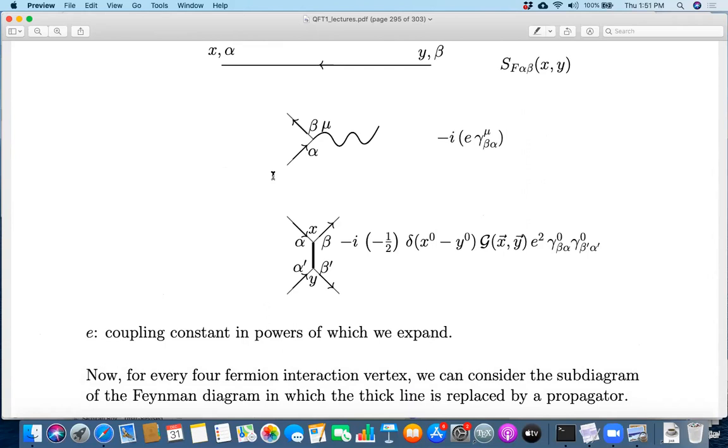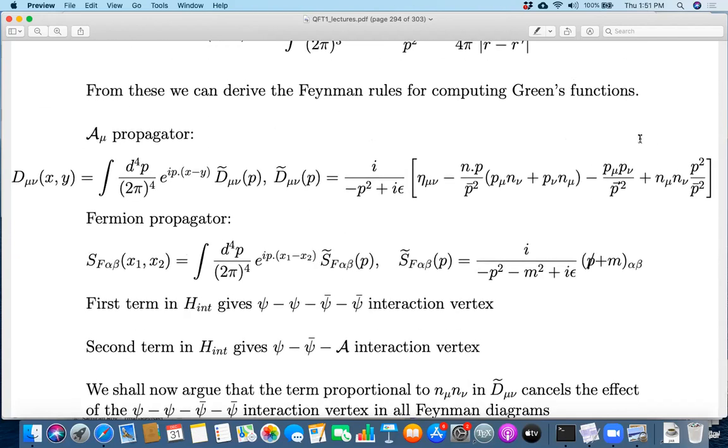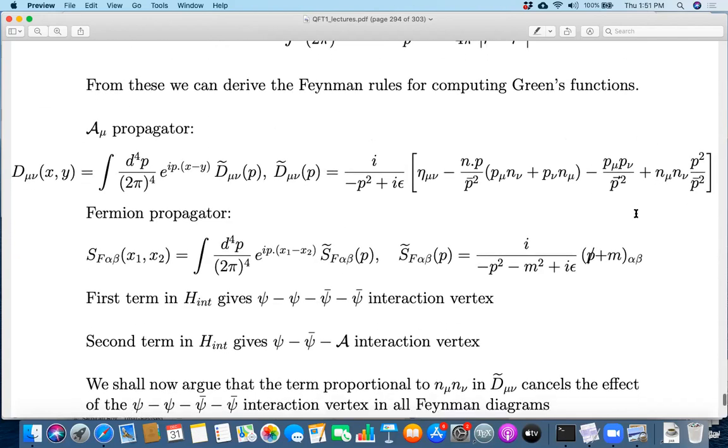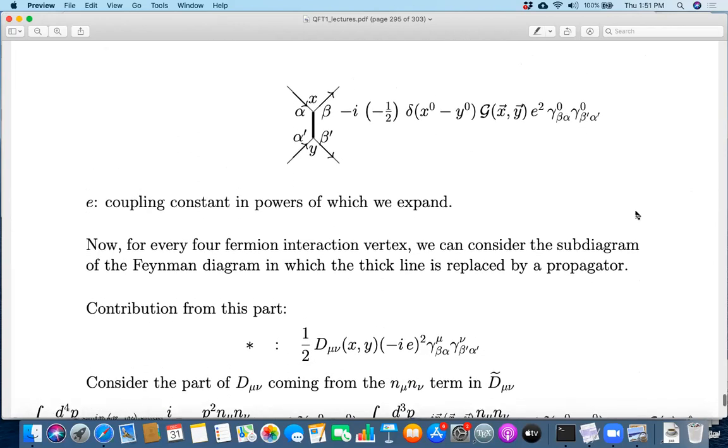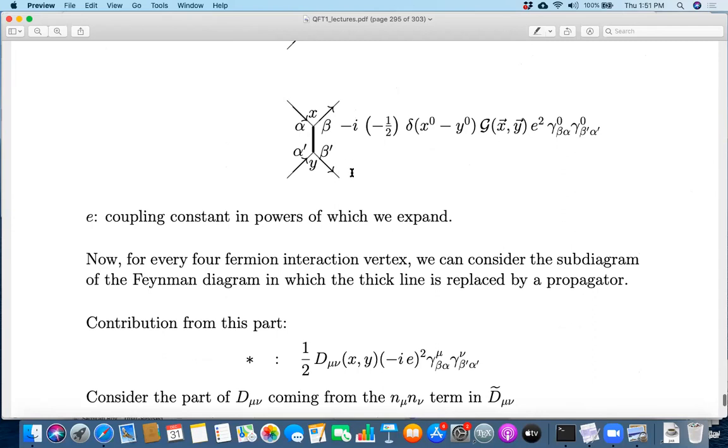Okay, so now let's discuss the cancellation that I mentioned. Let me remind you what I said: the effect of this vertex in the Feynman diagram is cancelled by the n mu term in the propagator, by this term. Let me explain in what sense it cancels. Suppose you have a Feynman diagram in which we have used this 4-fermion interaction vertex. This is a single vertex, even though you have written it this way.